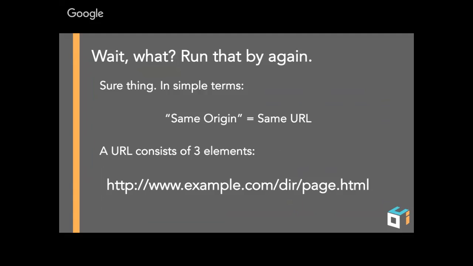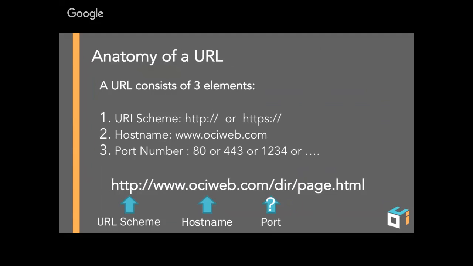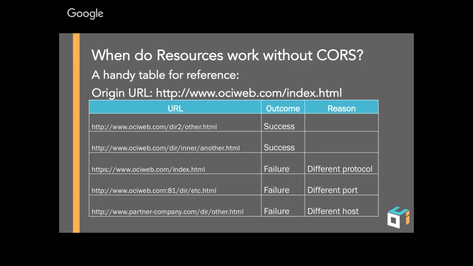Okay, so what exactly does that mean? What is same origin? Well, for our purposes, it's same URL. A URL consists of three elements, right? Let's talk about what those three elements are: a scheme or protocol, a host name, and a port number, whether it's a default port number or a port number you actually specifically identify. So here's a handy little reference chart to help you figure out what exactly is same origin and what's not.